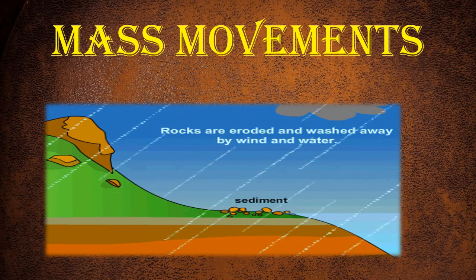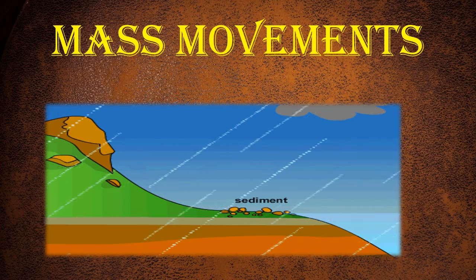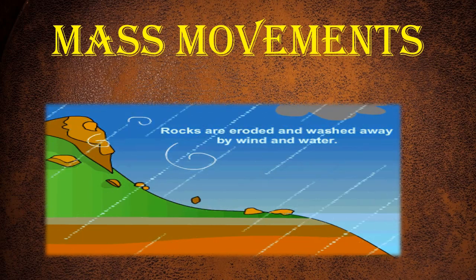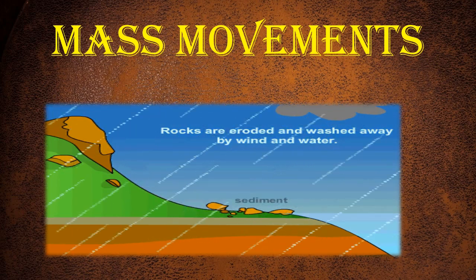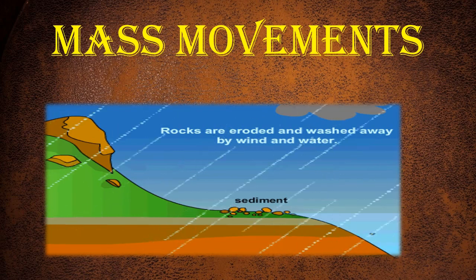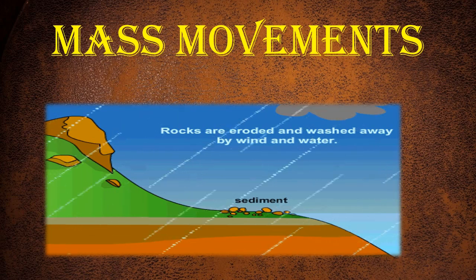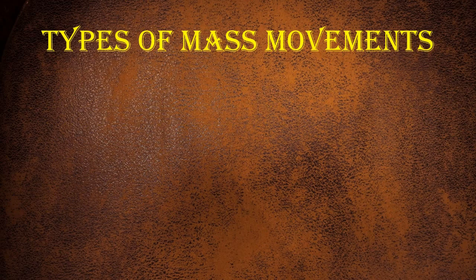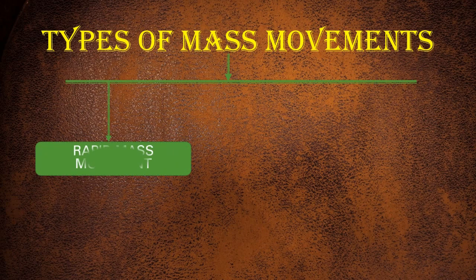When this weathered material moves downward due to gravity, it is called mass movement. So students, please remember that when the weathered particles move downwards due to gravity, it is called mass movement. Let us understand the types of mass movement. Mass movement can occur in two ways: rapid mass movement and slower mass movement.